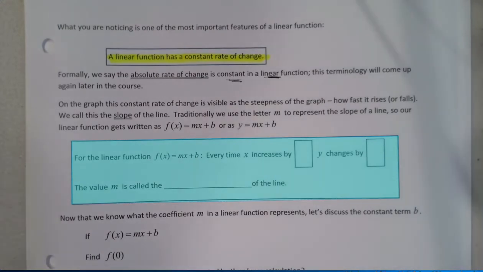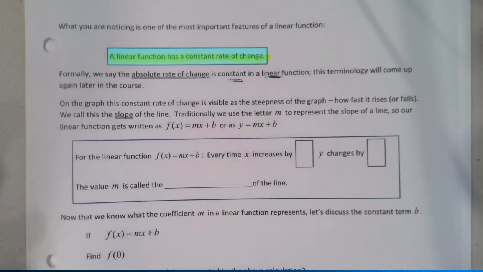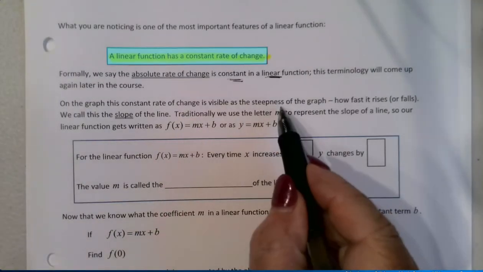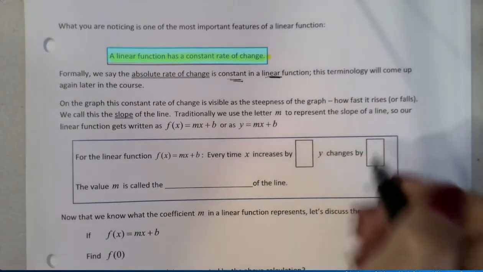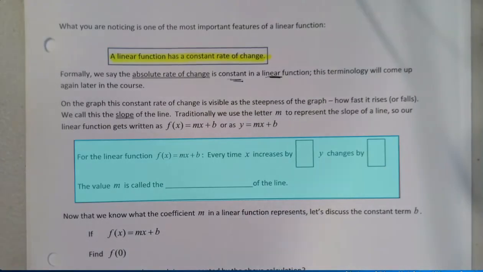But for right now, we'll typically just say rate of change, but it's really what's called an absolute rate of change. All right, on the graph, the constant rate of change is visible as the steepness of the graph, how far it rises or possibly falls. And we give this a name. We call it the slope of the line.